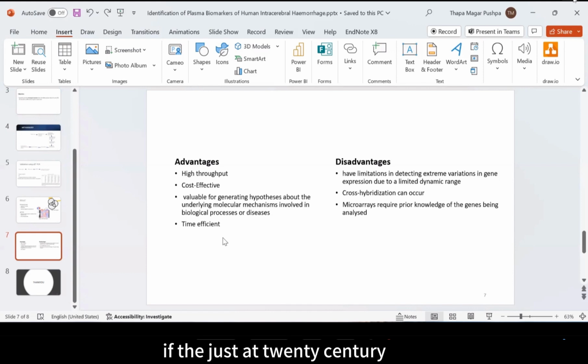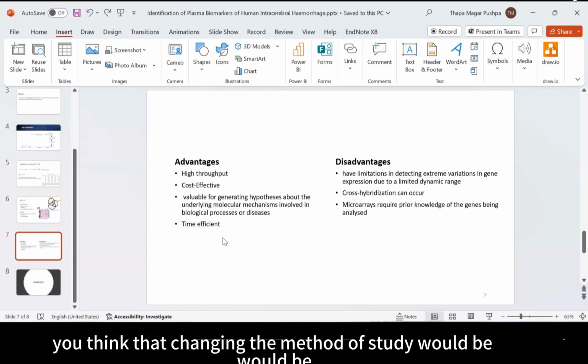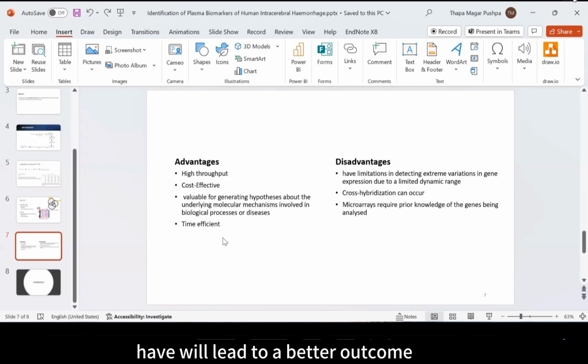Okay, so because in 2023 the technology is available already, do you think that changing the method of study will lead to a better outcome? Oh yeah, obviously, yes, absolutely.